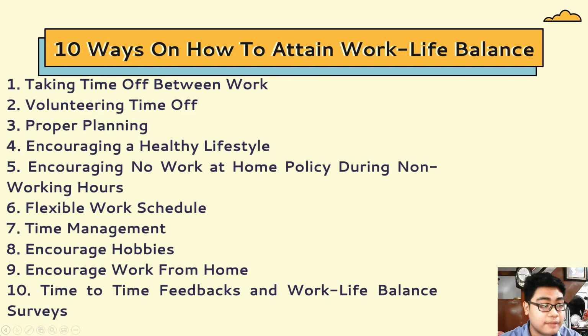So for our eighth way to attain work-life balance is to encourage hobbies. A successful work-life balance includes more than just prioritizing work and family. It is also about prioritizing the activities that you enjoy. Employees who have a pastime will find it easier to cope with their tight schedule.